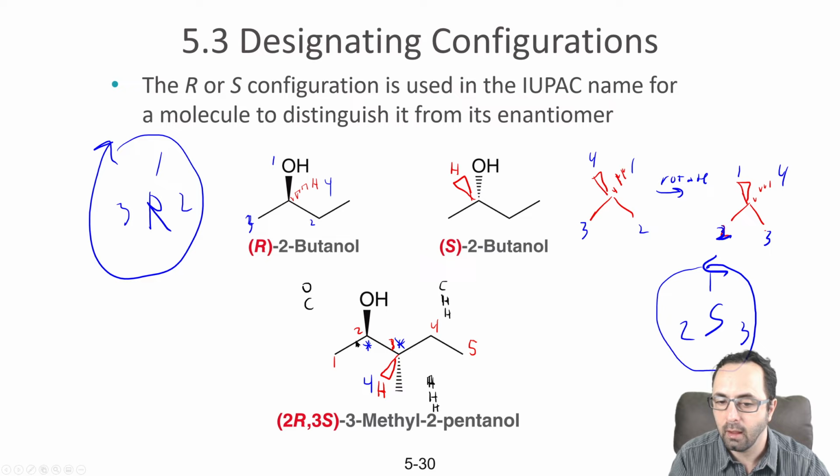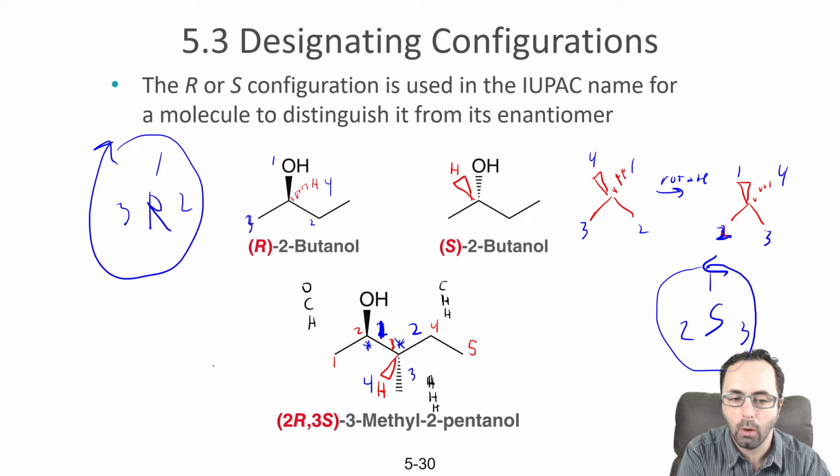So the oxygen wins the most, so this direction here is considered 2. And this carbon beats out the hydrogen, so this is considered 1 rather, not 2. It's the highest priority. The second highest priority is going to be this one with the carbon, which beats the hydrogen. So this will be position number 2. And then finally, this methyl group will be position number 3.